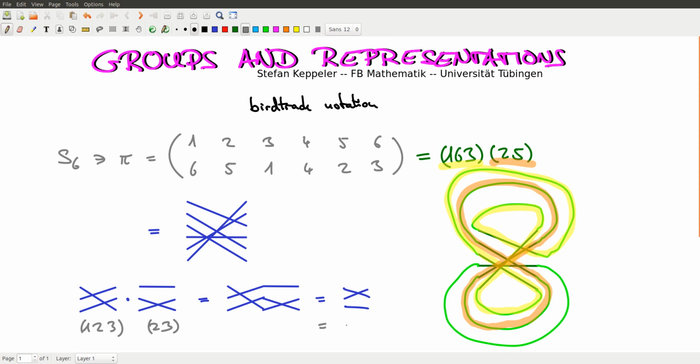And now let's calculate this in cycle notation. So what happens to 1? Nothing happens to 1 here, and here 1 is mapped to 2. So overall, 1 goes to 2. What happens to 2? 2 goes to 3, and 3 goes to 1. So overall, 2 goes back to 1. And then 3 is mapped to 2, and 2 is mapped to 3. So we have the 1 cycle 3 here, which we usually omit. Same calculation in birdtrack and in cycle notation.